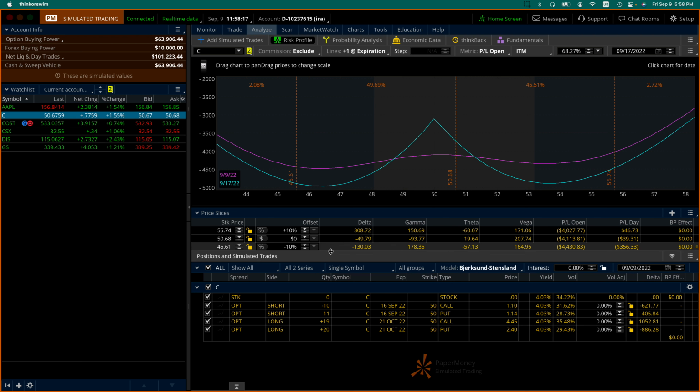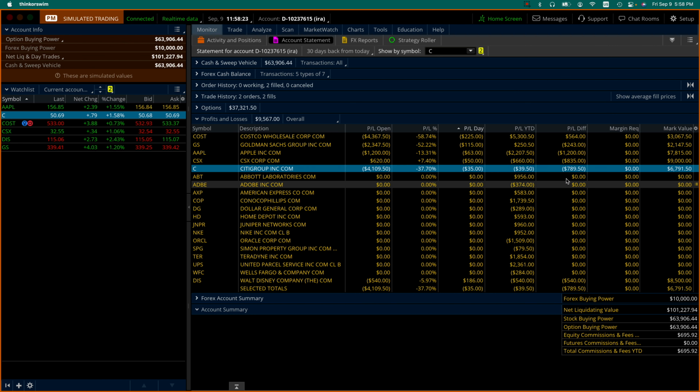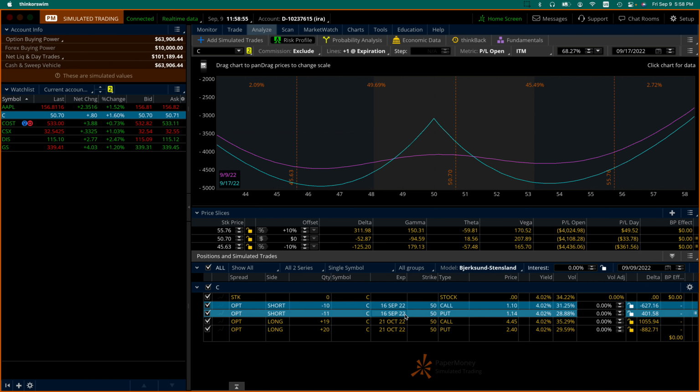Let's go to C. C is the same thing. Let's go to the monitor tab and look for C here, and we see that we are very, very close to a profit here year to date. Okay, let's go to the analyze tab. The question, of course, is if it's not profitable, you may as well get out, but this is borderline, so what I need to do here is roll over to the next week. And you see I have 11 puts and 10 calls. All right, and my deltas are negative, so I need to change this for sure.